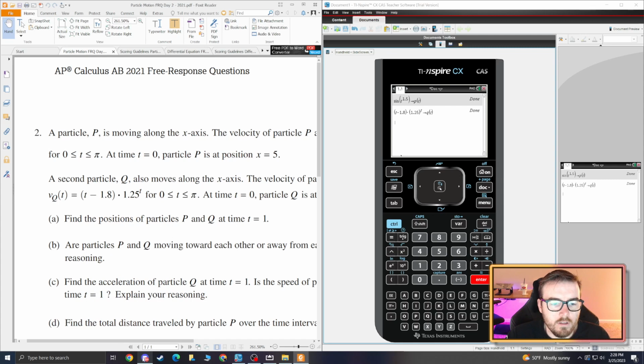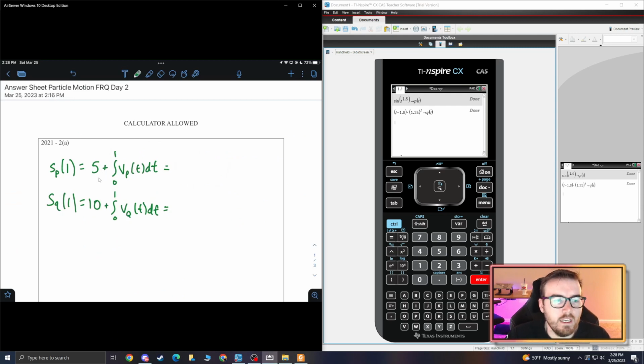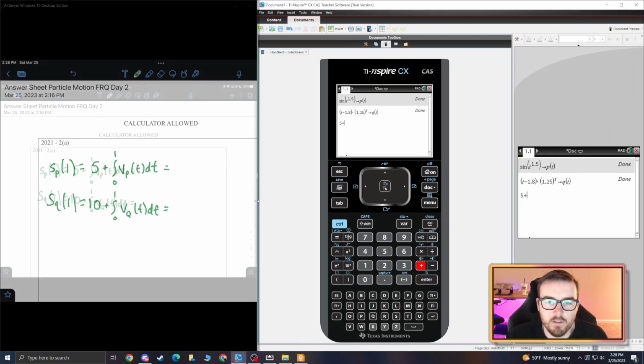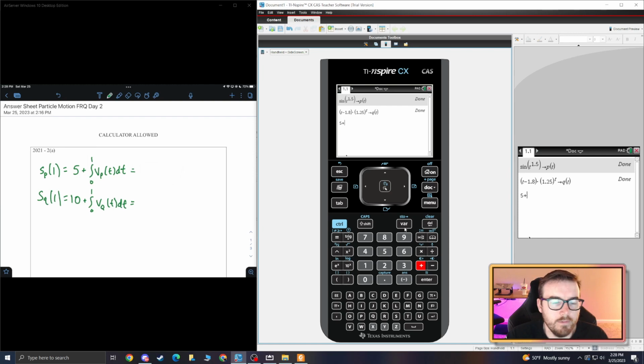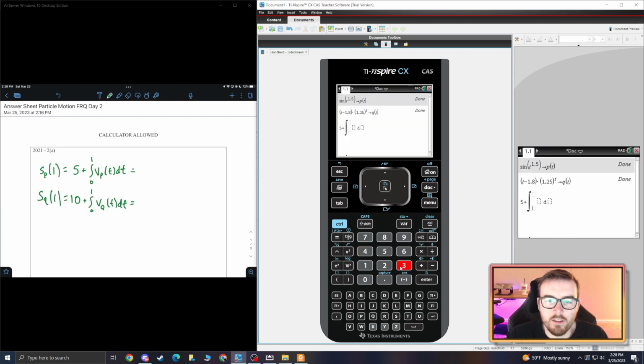So the math that I had previously written down is, if we take that initial condition and add it to the integral, we're going to get our new position. So that's going to be 5 plus, can I make this maybe a little bit bigger for you? Does that help? I don't know. So I'm going to do 5 plus the integral, and I'm doing this from 0 to 1.